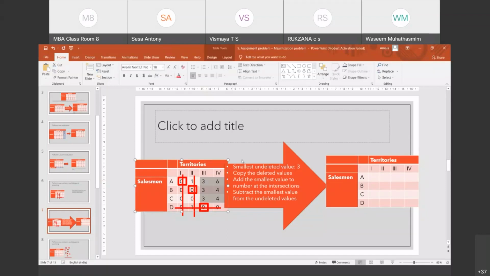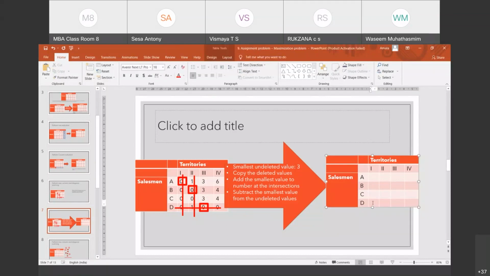How many intersections are there in this question? There are 2 intersections. Can you hear me? Okay, there are 2 intersections. First intersection, the number there is 0. So 0 plus 3, we will get 3.